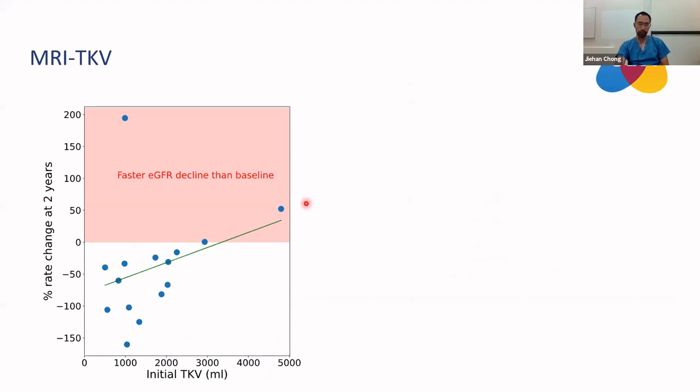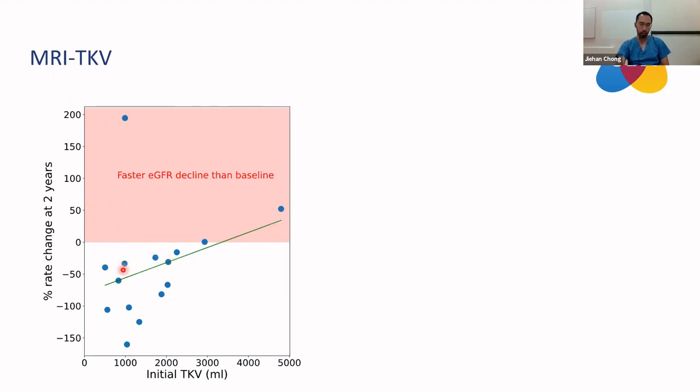In this graph here, I've plotted on the x-axis the initial TKV, so at the start of treatment. And on the y-axis, I've plotted the percentage change in their rate of decline 2 years after starting treatment. So if you have a positive change, greater than 0, in the rate of decline, this means that your decline's actually gotten faster. This is bad, so it's in a red box. And if you have a negative change, that means that your rate of decline has reduced, so this is good.